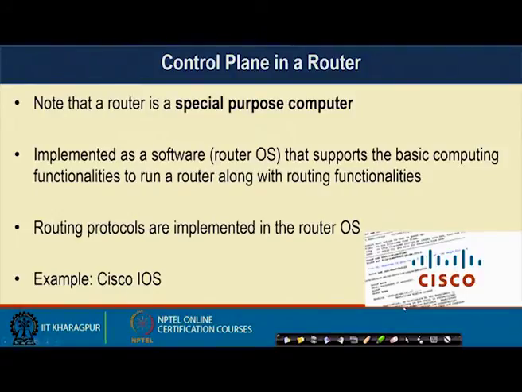Now, the control plane in a router is a special purpose computer which has the routing functionalities. As I have mentioned, it is implemented as software. That software we call the router operating system, router OS, that supports the basic computing functionalities to run a router along with the routing functionalities. These routing protocols are implemented inside a router OS. An example of a router OS is Cisco IOS, Cisco Internet Operating System, which implements different kinds of routing protocols as a part of its operating system.